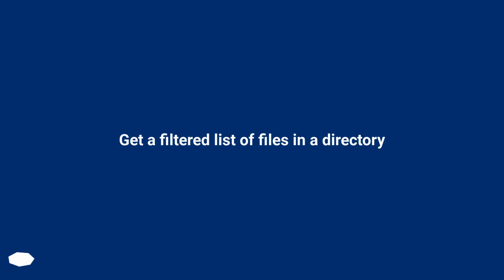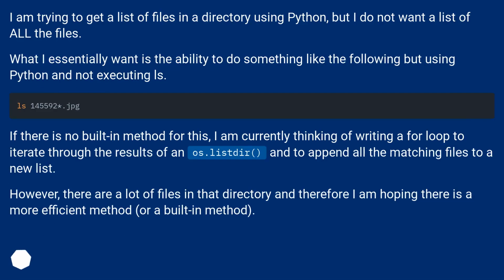Get a filtered list of files in a directory. I am trying to get a list of files in a directory using Python, but I do not want a list of all the files. What I essentially want is the ability to do something like the following but using Python and not executing ls.